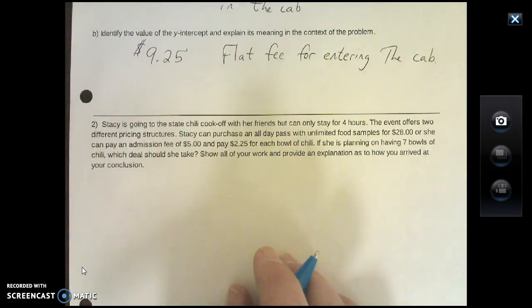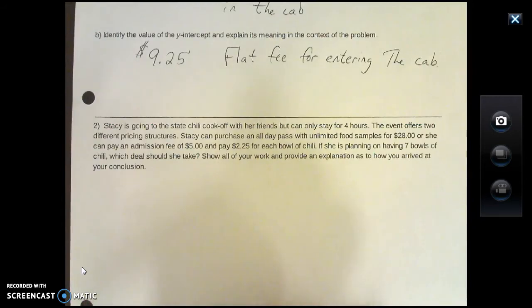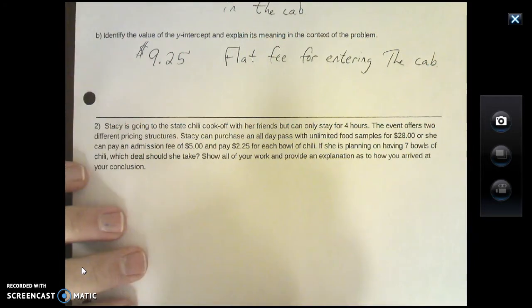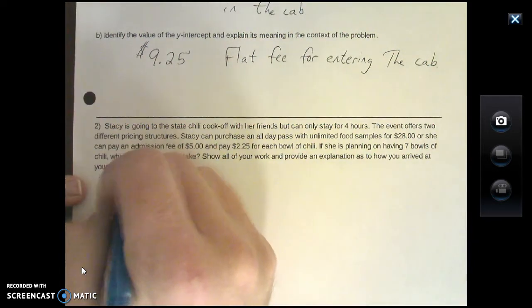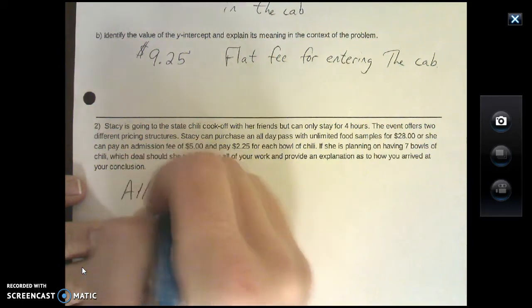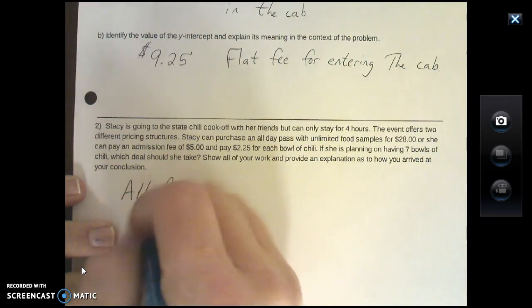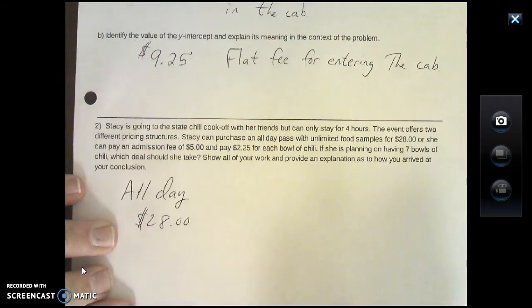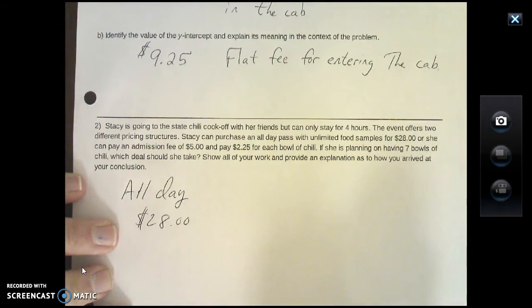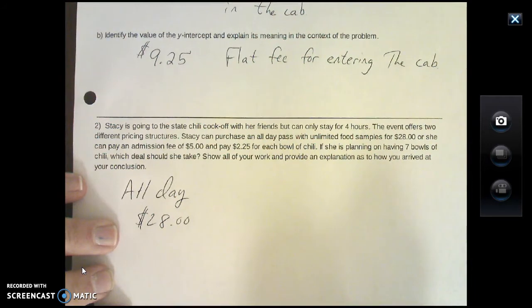Number 2, Stacy is going to the state chili cook-off with her friends but can only stay for 4 hours. The event offers 2 different pricing structures. Stacy can purchase an all-day pass with unlimited food samples for $28. So, all day is $28. Alright? Or she can pay an admission fee of $5 and pay $2.25 for each bowl of chili.